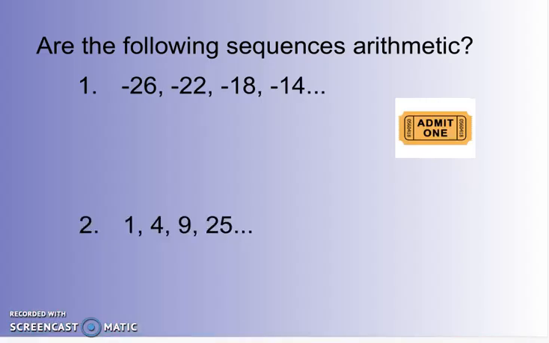What I would like you to do is try a couple sequences. Will you please find the difference between the terms and see if they're arithmetic or not.